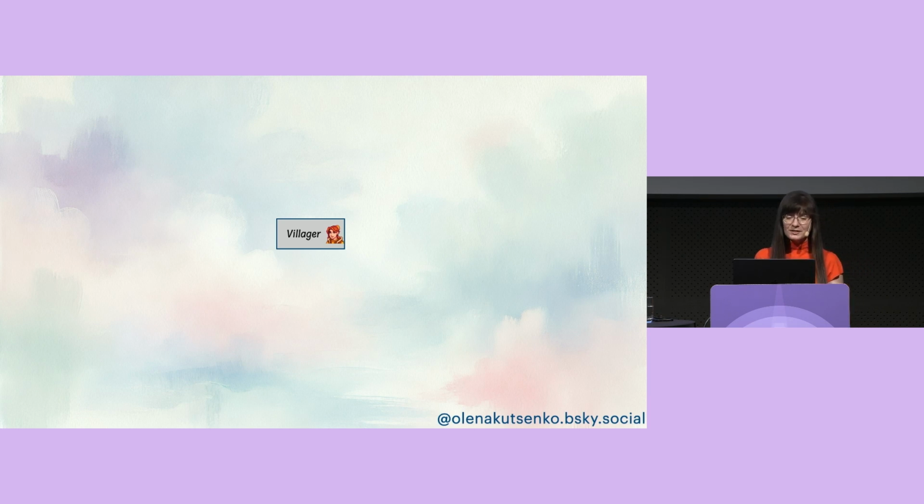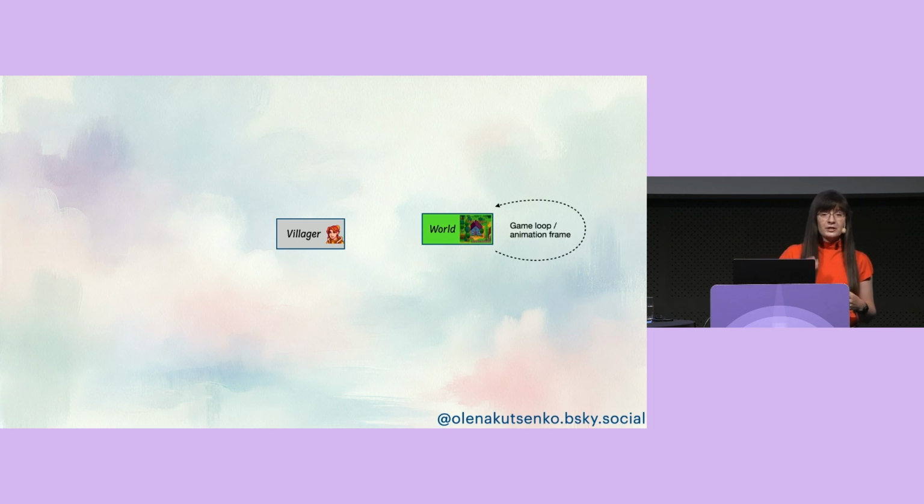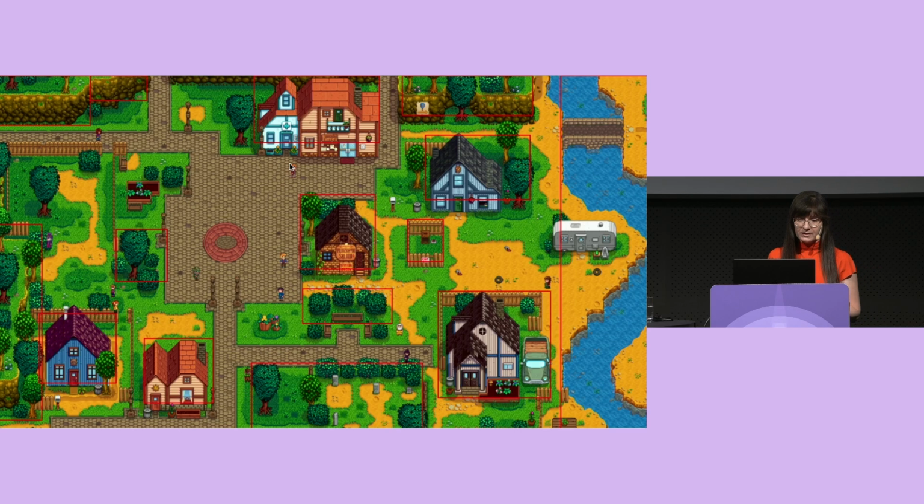So that was very, very helpful. At the start, I had a villager with their story, and then I had a world, kind of a map where they're walking. On each animation frame, I was triggering the movement of those characters on the map, and they started walking. I was super happy because that part didn't take a long time to implement.